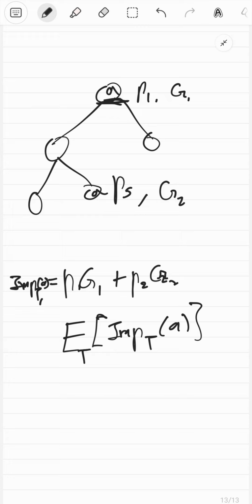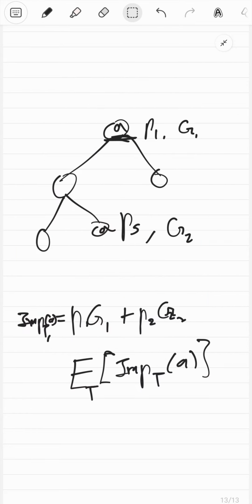So that's feature importance. This is just importance in general of a. Okay, cool.